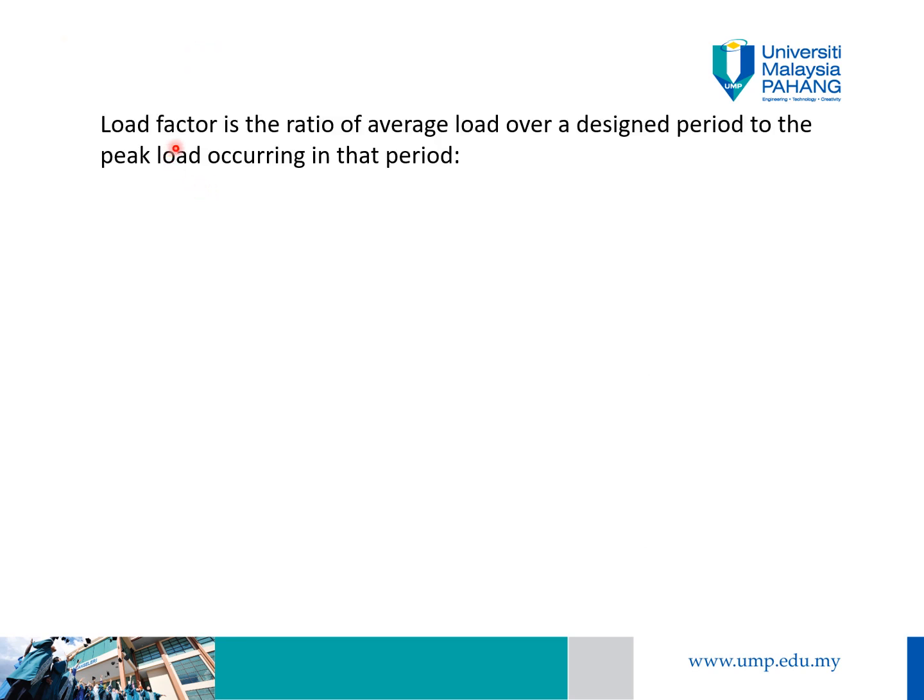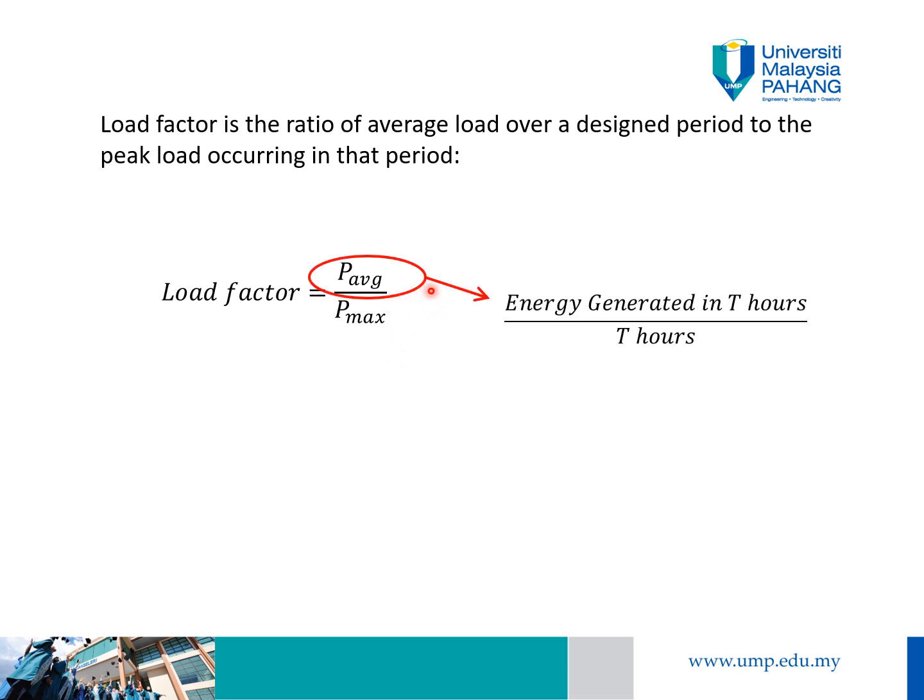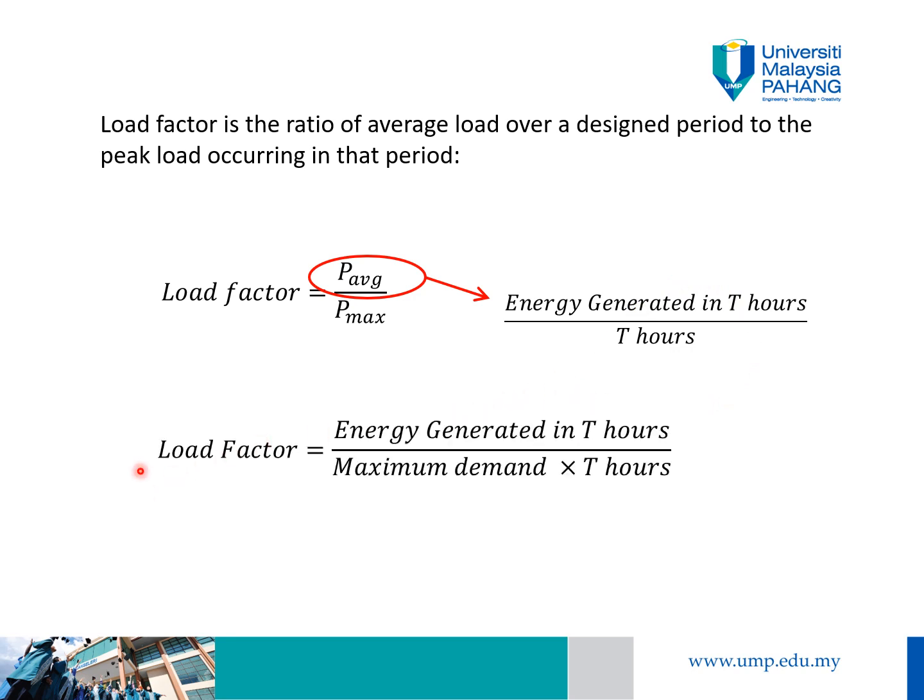Thus, the load factor can be obtained from the load curve as the ratio of the average load over a design period to the peak load occurring in that period. So the load factor is equal to the average load divided by the maximum load, or the peak load. And we know that the average load is equal to the energy generated in the period under consideration divided by the period, so the load factor is equal to the energy generated in the period divided by the maximum demand, or peak load.